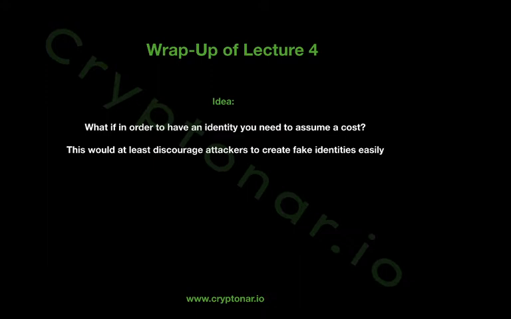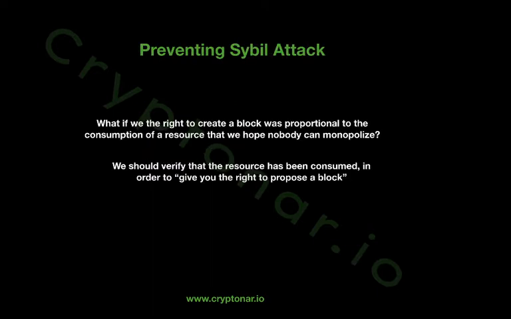And also we have an idea: what could happen if, in order for you to have an identity on the Bitcoin network, you would need to assume a cost? At least we would discourage attackers from creating fake identities easily. You cannot create 1,000 fake profiles, because this is going to imply a cost for you to create each one of them. So you're kind of discouraged, at least in the quantity of profiles that you can create.